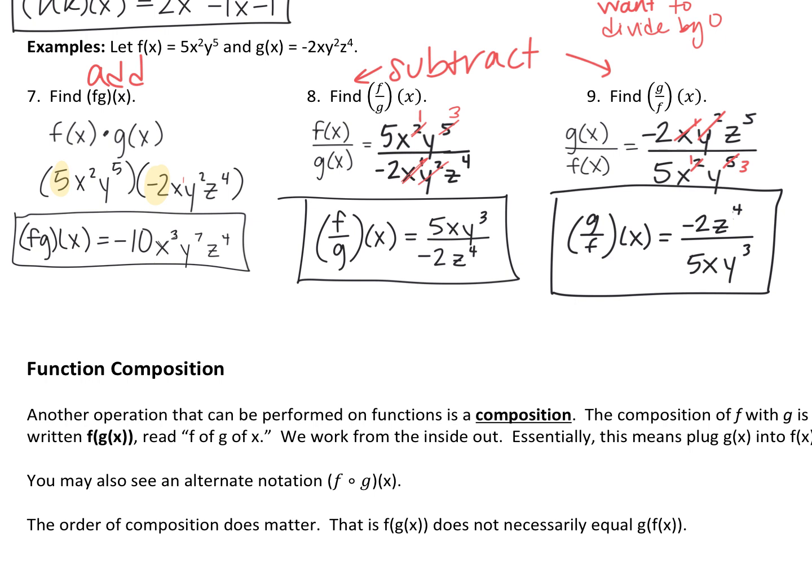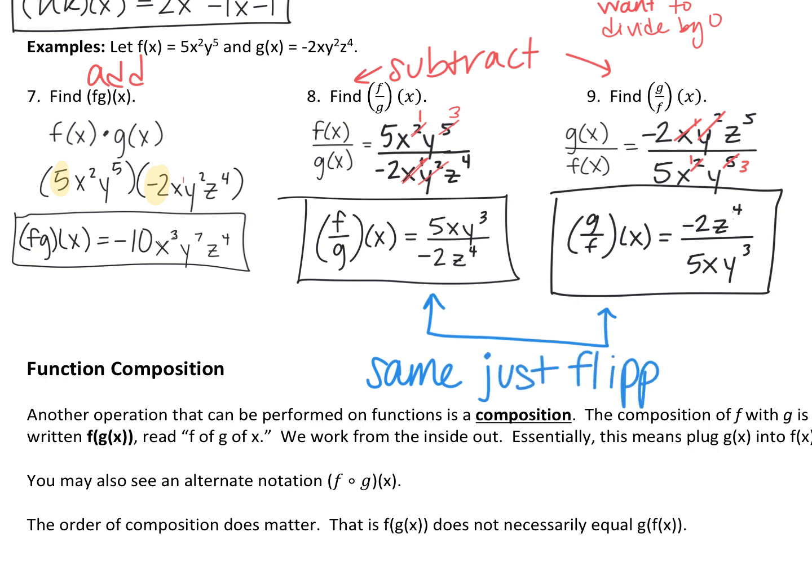They're the same, just swapped. How come? F over G, G over F. Okay. So you really didn't have to do any of that work on the second one. You could have just flipped it upside down. Okay, lesson learned.